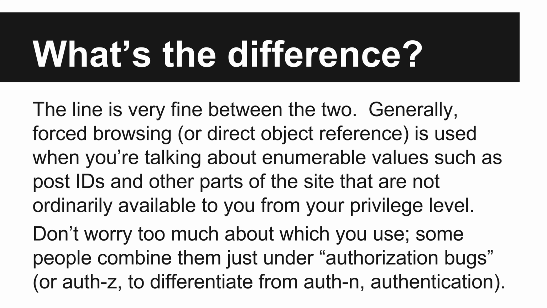Though they're very close, I consider forced browsing, or a direct object reference as some may call it, to be cases where you can enumerate or guess values. Things like auto-incrementing IDs are great targets for this. Improper authorization I typically reserve for cases where the functionality is reserved for a higher privilege role, like an admin or a moderator. Some people group these into one, auth-z, or authorization, to separate it from auth-n, authentication, bugs. Either way to go about it is valid. Whichever one seems clearer in context is what I'd go with.